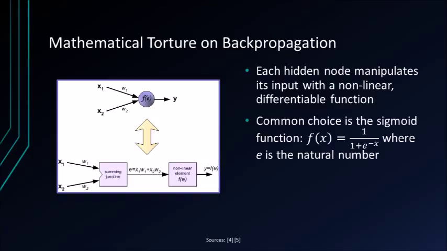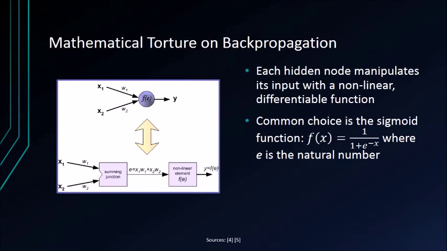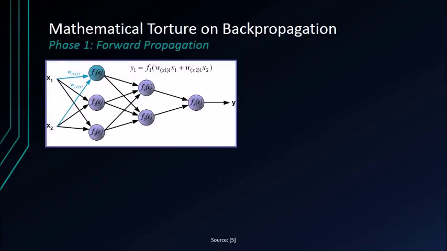As depicted here, each hidden node manipulates its input with a nonlinear differentiable function. A common choice is the sigmoid function, which is f of x equals 1 over 1 plus e to the negative x, where e is the natural number. It should be noted that in the pictures, e is not the natural number, e is the sum of products.